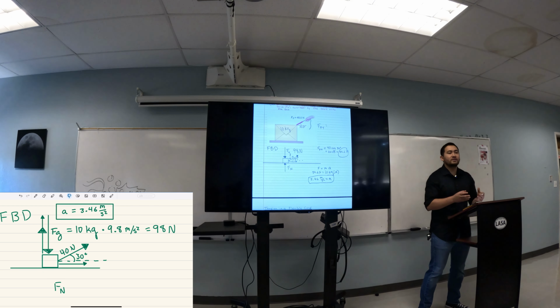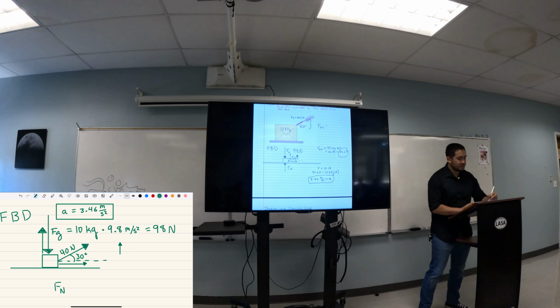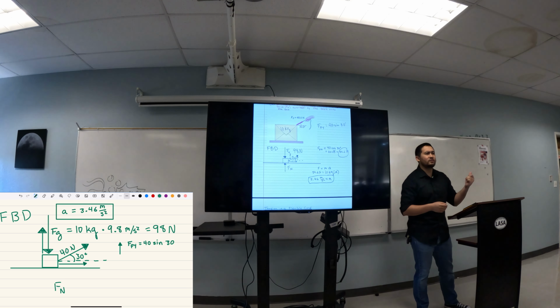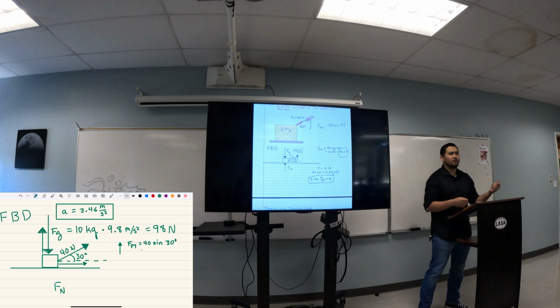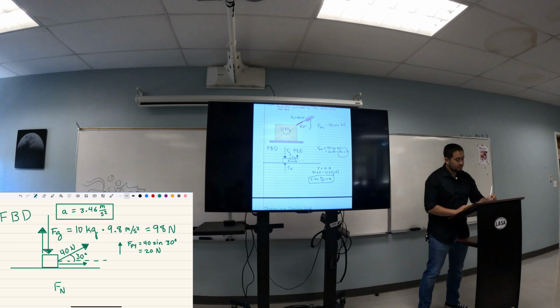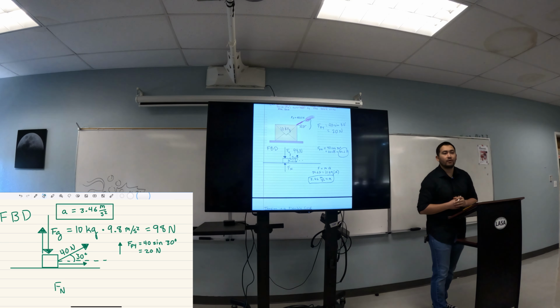And since we used cosine to find FPX, we're going to use sine to find FPY, the vertical component of our applied force, and that's going to be equal to 40 sine 30. If you guys have had pre-cal or calculus already, you should know sine 30 right off the bat is just 1/2, correct? All right, so sine 30 is 1/2 times 40. That should give us 20 newtons. That's going to be the vertical component of our applied force.